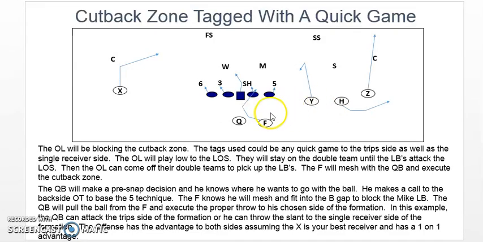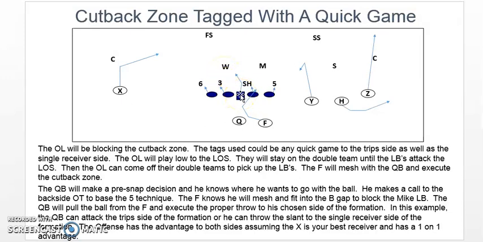All right? So inside the box here, like I said, we have the cutback zone called. The left tackle, play side tackle, is going to block the 6 technique. The left play side guard is going to block the 3 technique. The center and right guard, backside guard, will double team the shade and work up to the will linebacker.